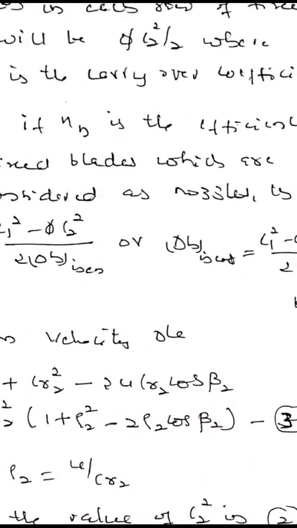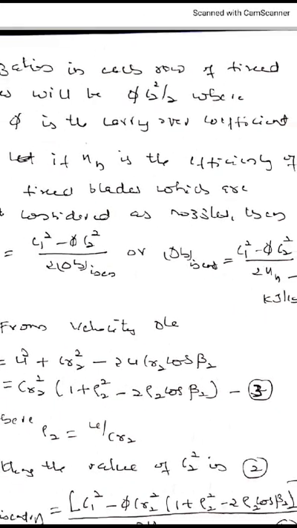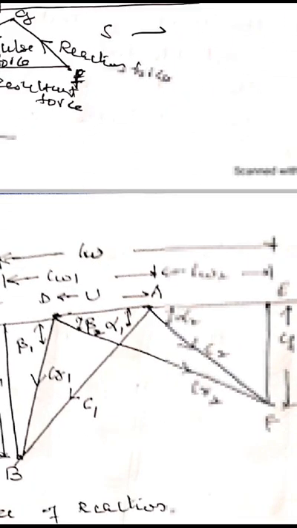Now, from the outlet velocity triangle, find C2 square. What is C2 square from the outlet velocity triangle? C2 square is equal to U square plus CR2 square minus 2U CR2 cos beta 2.